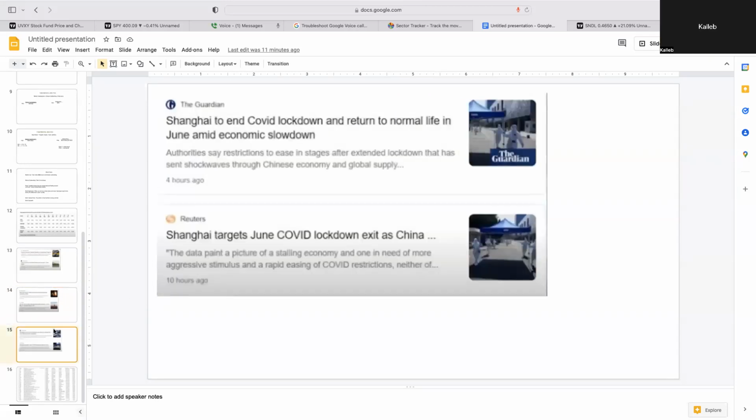That was really bad as far as manufacturing. But there's also news. Anybody care to read this? I'll read it. Shanghai to end COVID lockdown and return to normal life in June amid economic slowdown. Hold on, that's the title.